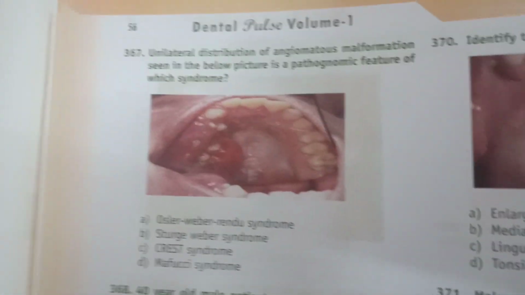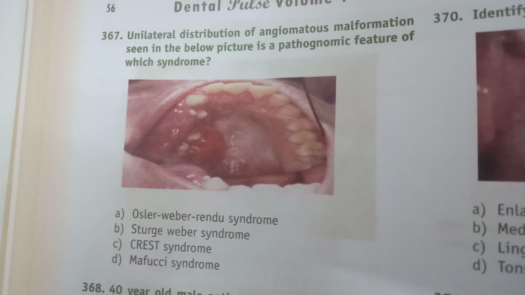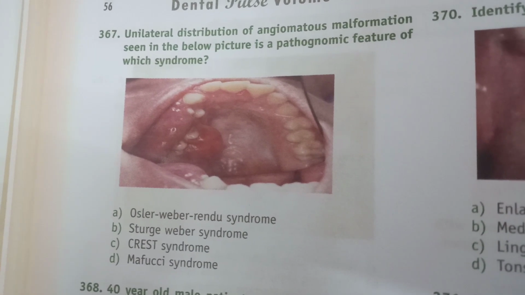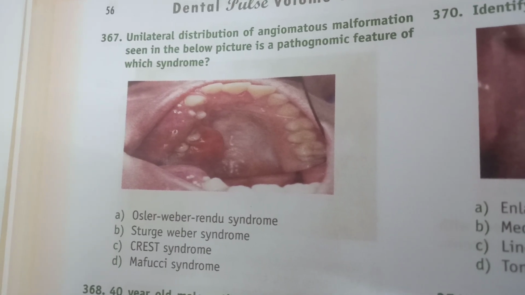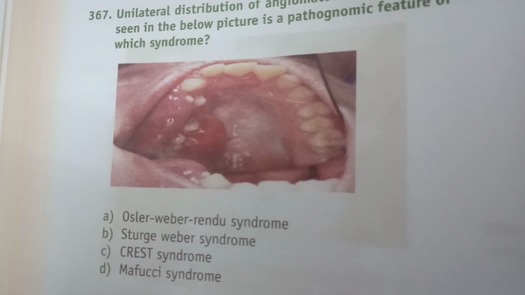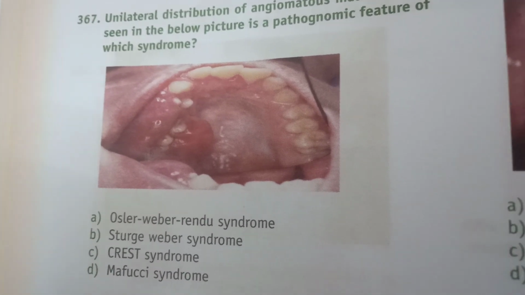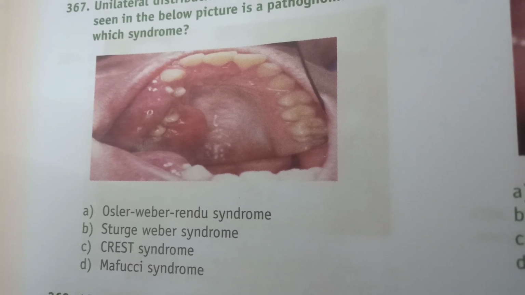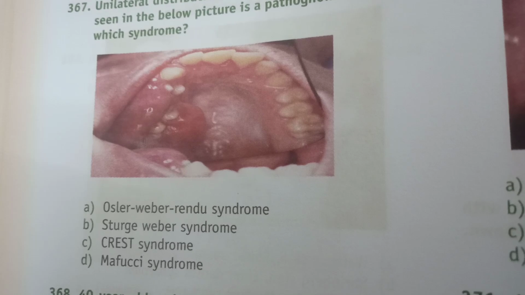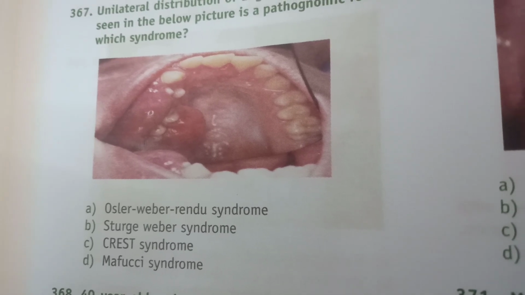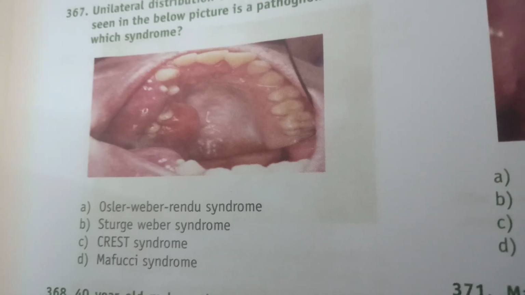Now you can focus on 367 number question. Unilateral distribution of angiomatous malformation seen in the below picture is a pathognomonic feature of which syndrome? So first see the malformation. This is an angiomatous malformation. Now the options are Osler-Weber-Rendu syndrome, Sturge-Weber syndrome, CREST syndrome, Maffucci syndrome. So it is the Sturge-Weber syndrome.